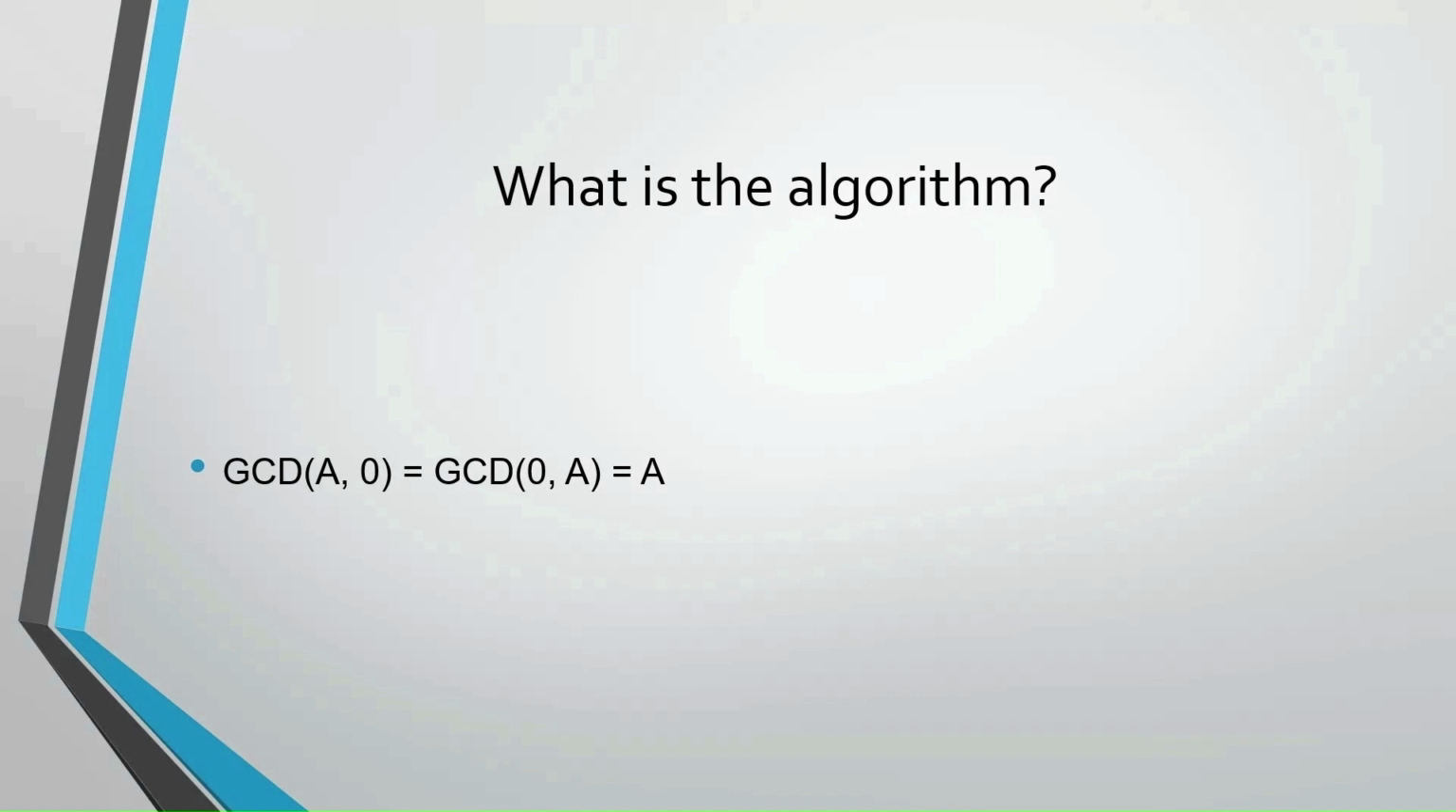Any value of a times 0 will always return 0 and will leave no remainder. And the greatest positive integer that can evenly divide a is itself a. Therefore, the GCD of a and 0, or 0 and a, will always be a.